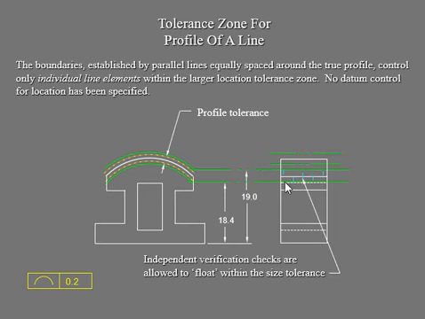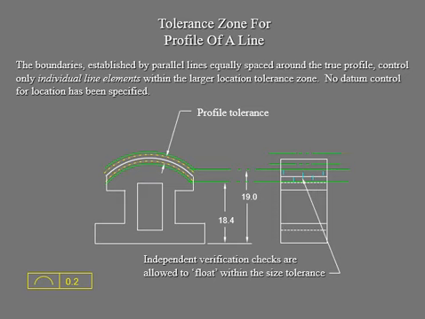It's just a different view, front view, and then this is your right side view. It's a little bit difficult for you to see it, but it's the same zone anyway. Okay. So you don't have datum control for location.